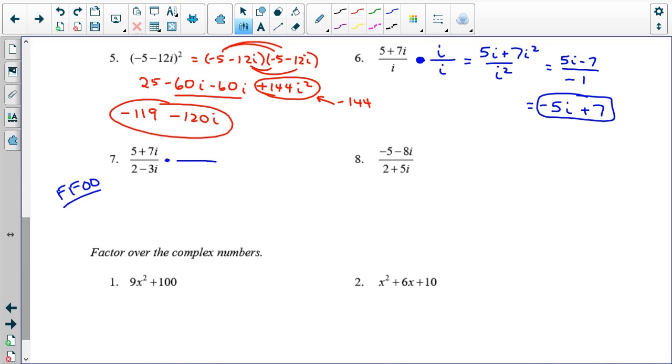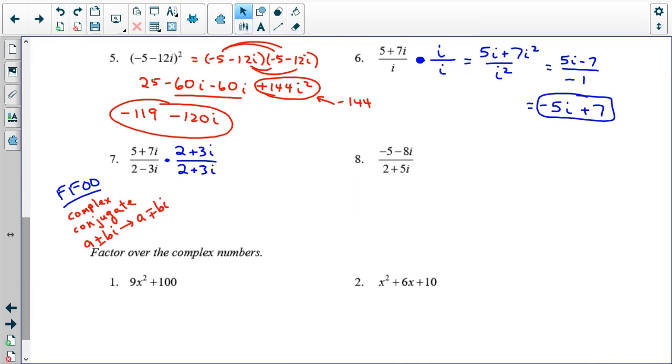I'm going to use what is called the complex conjugate of the denominator. So maybe make a note. The FFU that I want to use is the complex conjugate. And if I have something of the form a plus or minus bi, the conjugate is just when I change the sign of the imaginary part. So if it was a plus, it becomes a minus. If it was a minus, it becomes a plus.